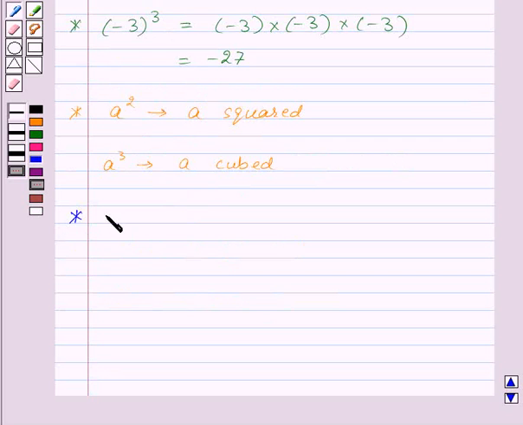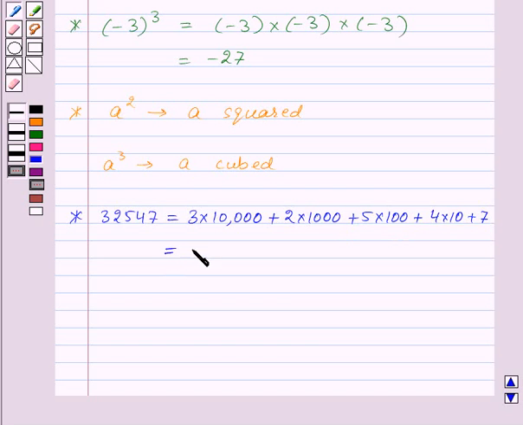Now suppose we are given a number 32547, and if we want to write it in expanded form, then this will be equal to 3 into 10,000 plus 2 into 1,000 plus 5 into 100 plus 4 into 10 plus 7. Now using exponential form, we can write it as 3 into 10 raised to the power 4 plus 2 into 10 raised to the power 3 plus 5 into 10 raised to the power 2 plus 4 into 10 plus 7.